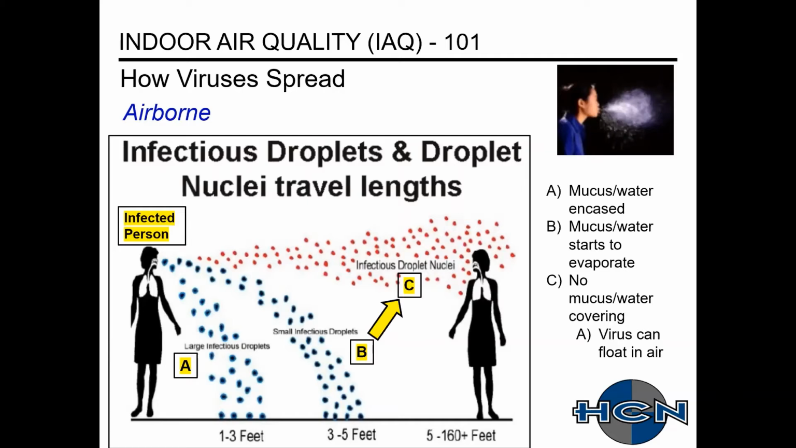A little bit further away, the mucus/water that's surrounding the virus starts to evaporate. And then eventually, some of those B also turn into item C, where there's no mucus or water covering, and that virus can float in the air. Now, obviously, once again, we're interested in SARS-CoV-2.